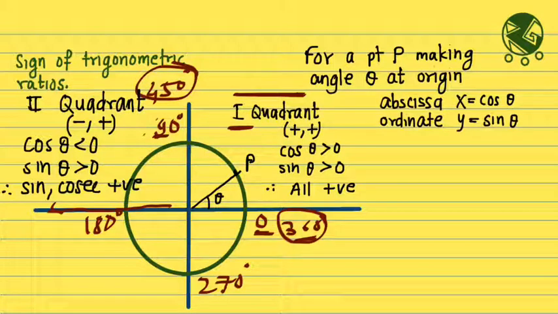Positive divided by negative is negative, so tan is negative. Then as cos is negative, its reciprocal sec is negative. So what is positive? Only sin and cosec are positive. As sin is positive, its reciprocal cosec is also going to be positive.